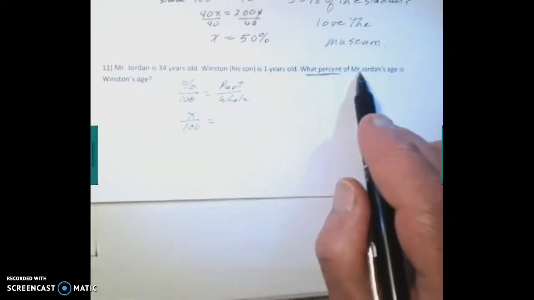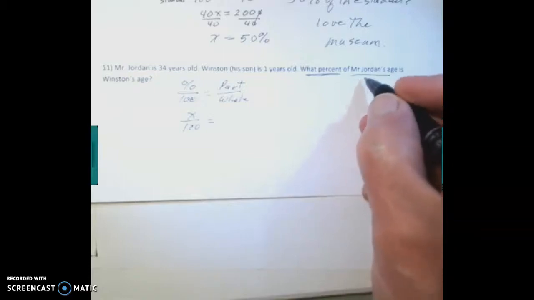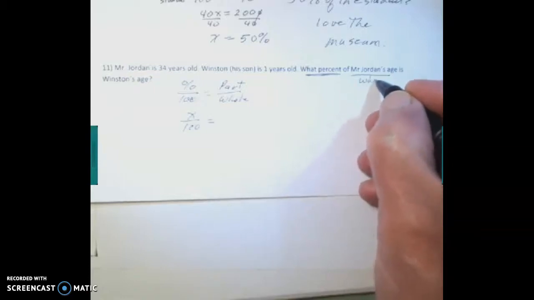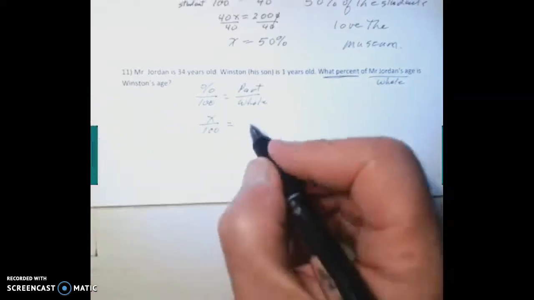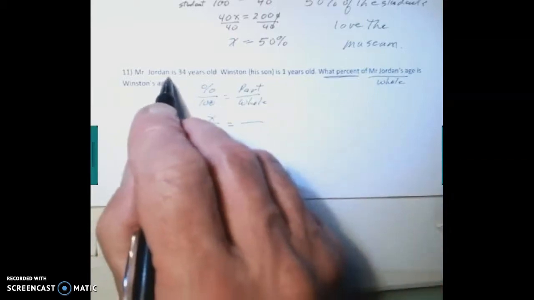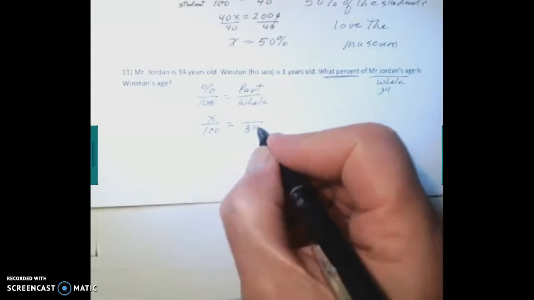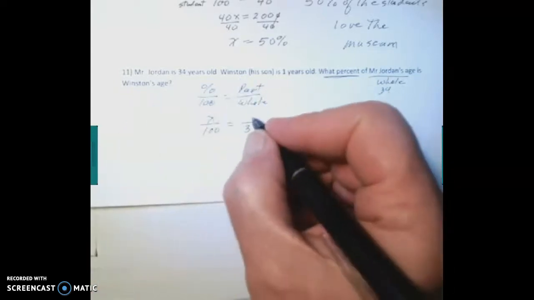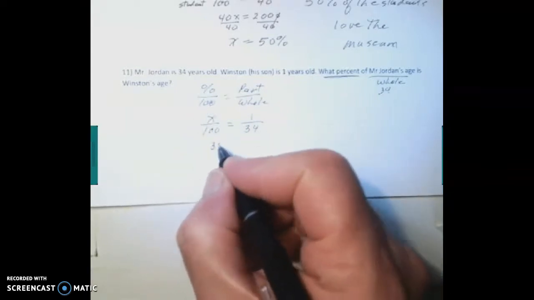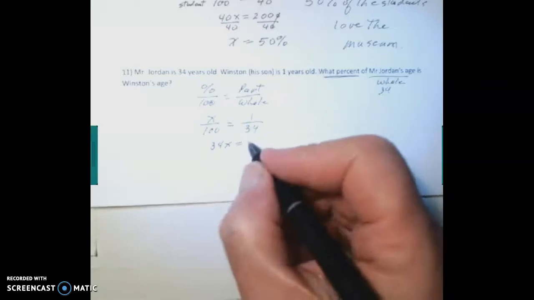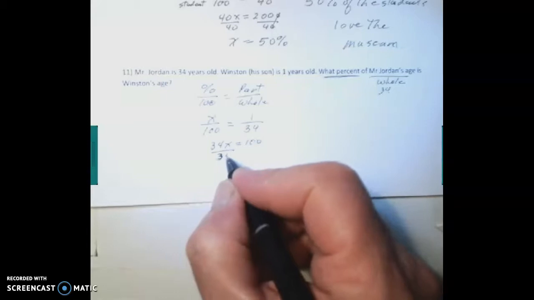It says what percent of Mr. Jordan's age. We want Mr. Jordan's age to be the whole amount, and then Winston's age must be the part. So we want to put Mr. Jordan's age on the bottom. That is our 34. So 34 goes on the bottom. Winston's age is 1. Cross multiply. You're going to get 34x equals 1 times 100 is 100. Divide by 34.